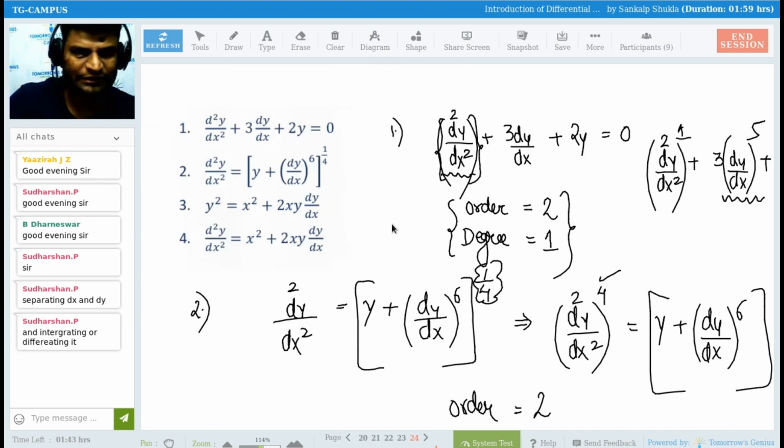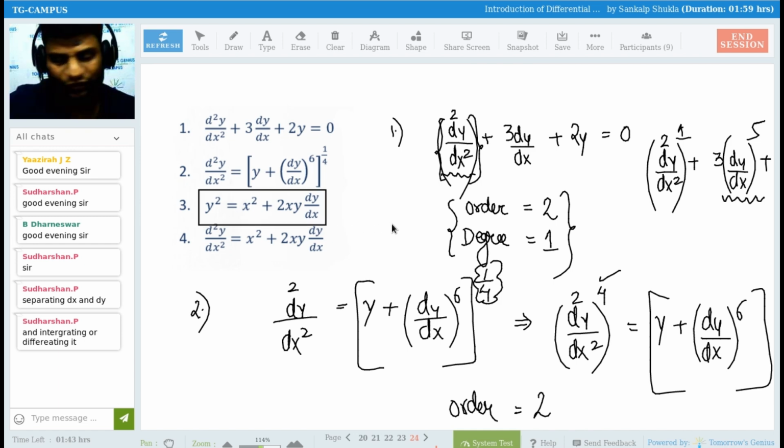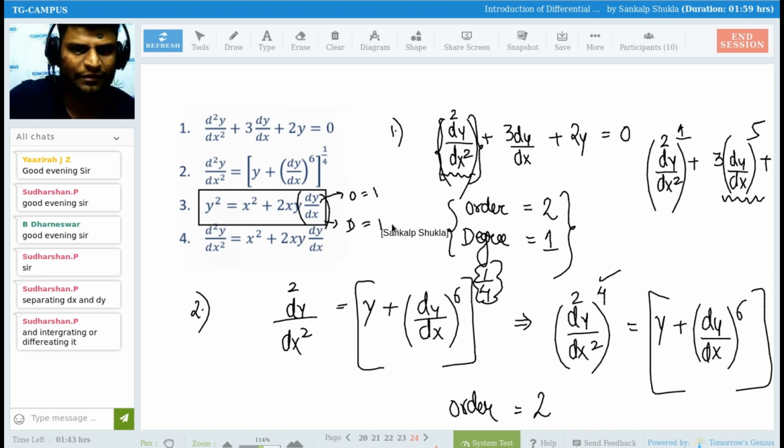Okay. See the third question now. What is the order and what is the degree? Everybody. Degree 1 and order 1. Yes. Because dy by dx is used only. So its order is 1. And the dy by dx is having its power as 1 also. So degree will also be 1. And everything is fine here.